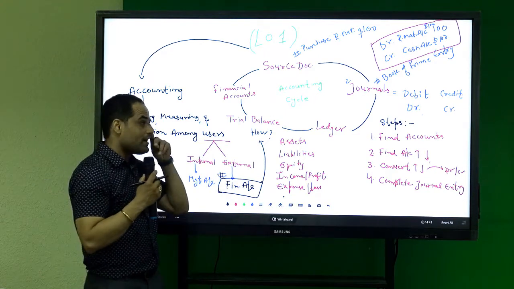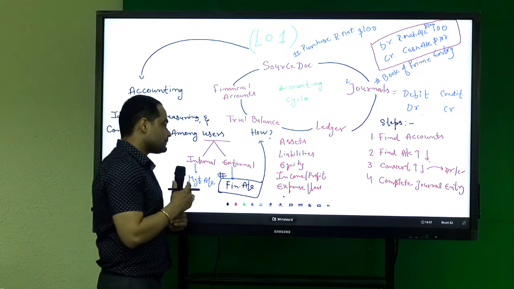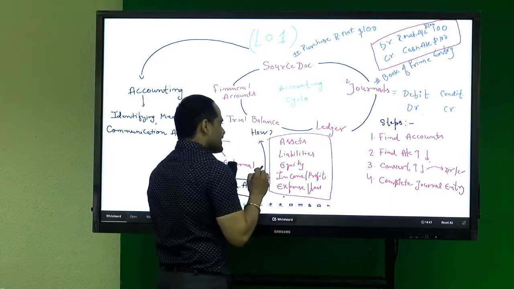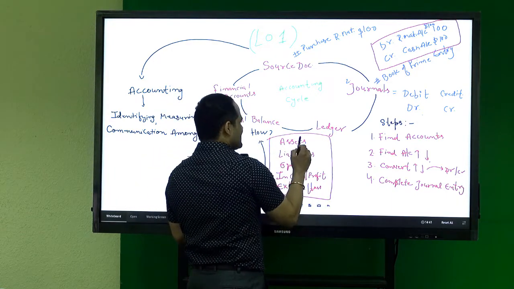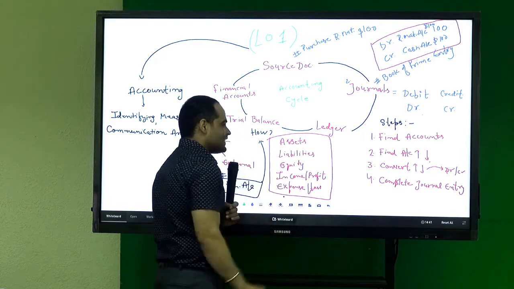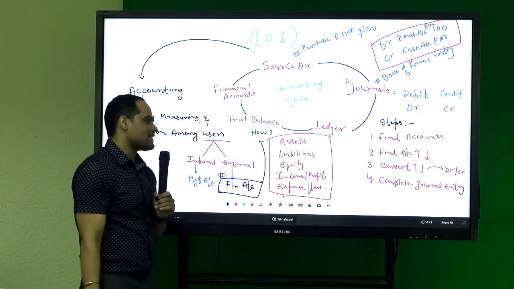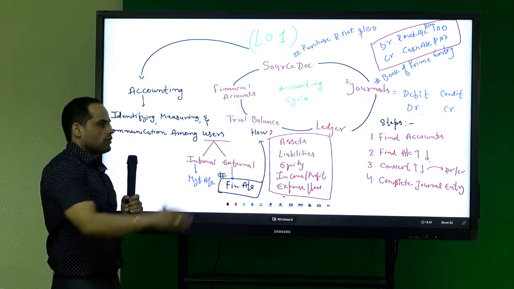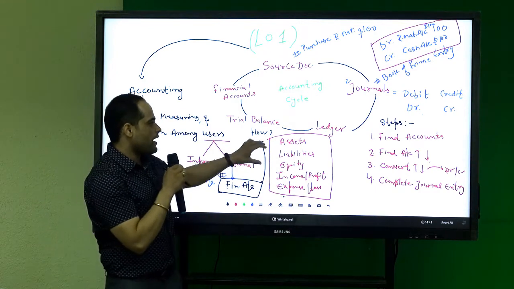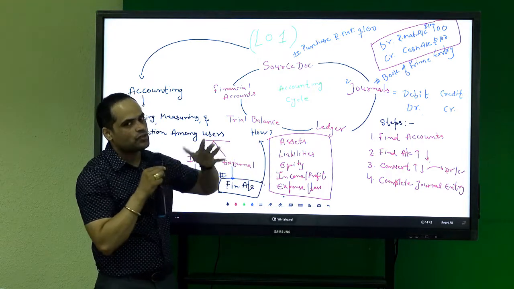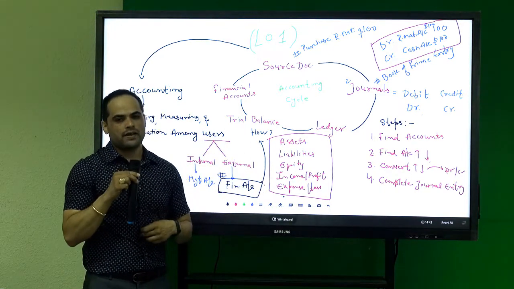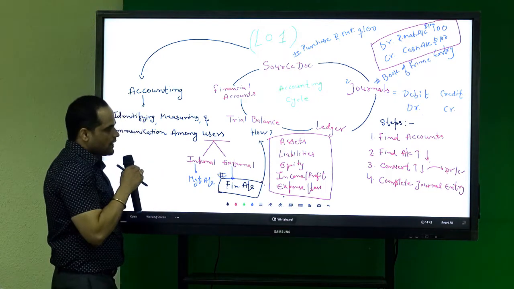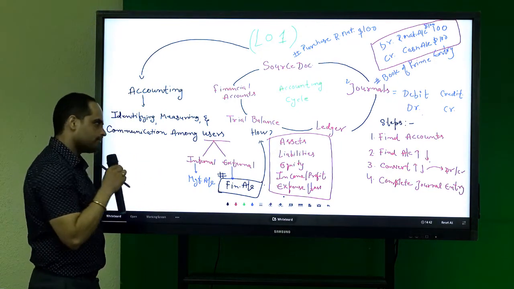So you have to find the accounts first. In order to find accounts, of course you need to understand what is inside assets, what is inside liability, what is inside equity, what is inside income or profit, and what is inside expense or loss. So my next part will give more detail about assets, liability and equity, because income and expense you already studied in your management accounting, but I will give a very quick glance over income and expense. So now, assets.